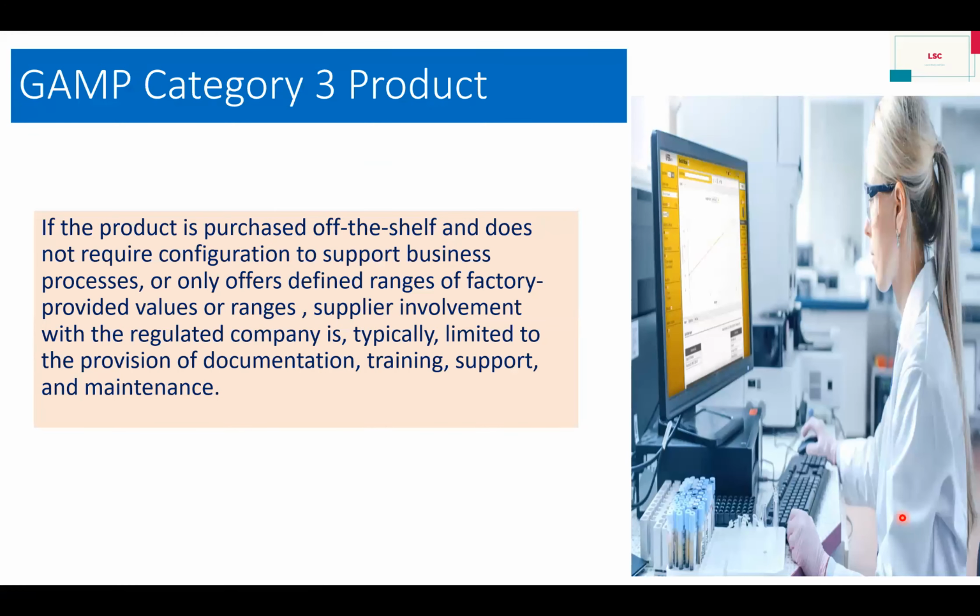Now, just see what a GAMP category 3 product is. So just see the supplier responsibility for a category 3 product. If the product is purchased off the shelf and does not require configuration to support a business process, or only offers a defined range of factory provided values or ranges, supplier involvement with the regulated company is typically limited to the provision of documentation, training, support, and maintenance. Okay, if you are going to purchase a category 3 product, remember that the involvement of the supplier is typically limited to documentation, training, and support and maintenance in the overall life cycle of the computerized system.